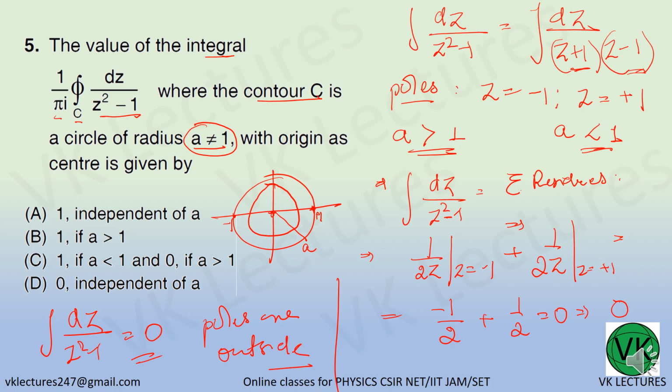Whether the poles are inside or outside, your integral is 0. For a greater than 1, your integral is 0, and for a less than 1, your integral is 0. So either way the answer is 0 and independent of a. So that's it.